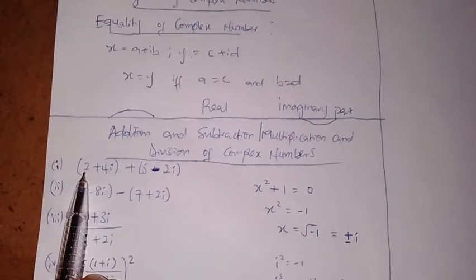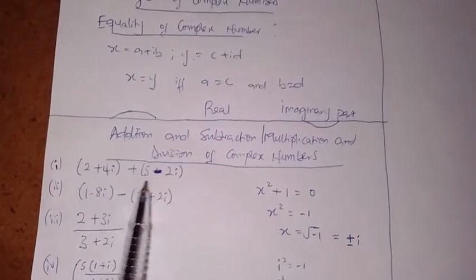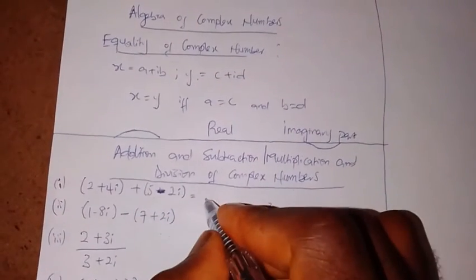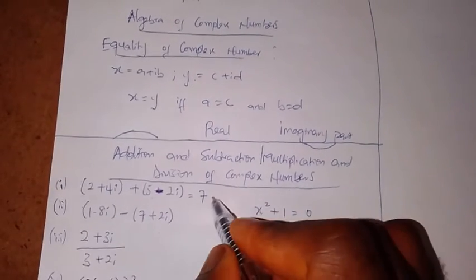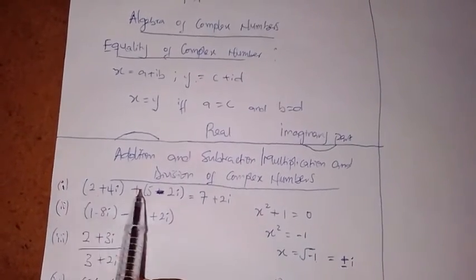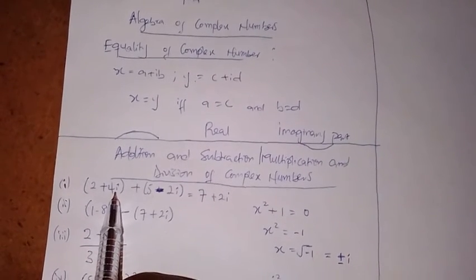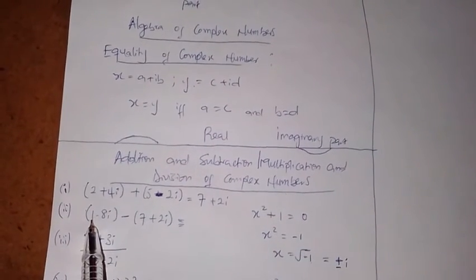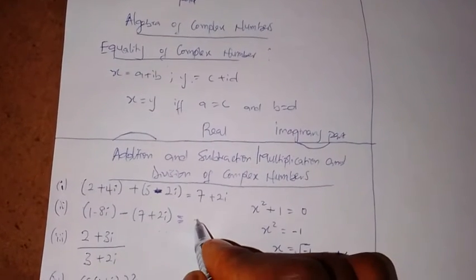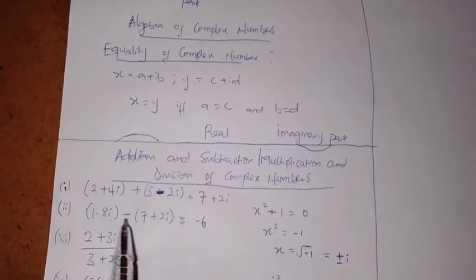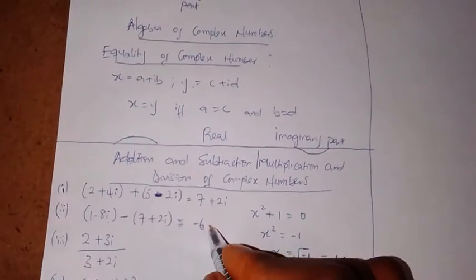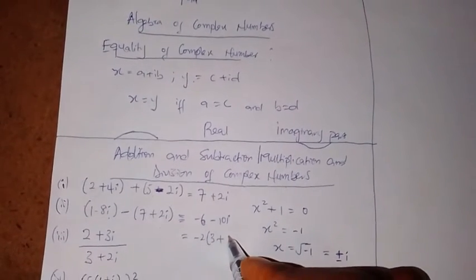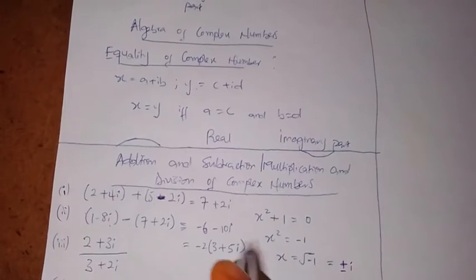Now, in complex numbers, you add your real number to your real number, and you add your imaginary number to your imaginary number. On expanding, I'm going to have this as 7 plus 2i. Why? Because 2 plus 5 is 7, and 4i plus minus 2i is 4 minus 2i, which is 2i. And in this case, I'm going to have 1 minus 7, that's minus 6. Then minus 8 minus 2, that's minus 10i. In which case, I can see that minus 2 comes out. What remains? 3 plus 5i. And that's all for that one.